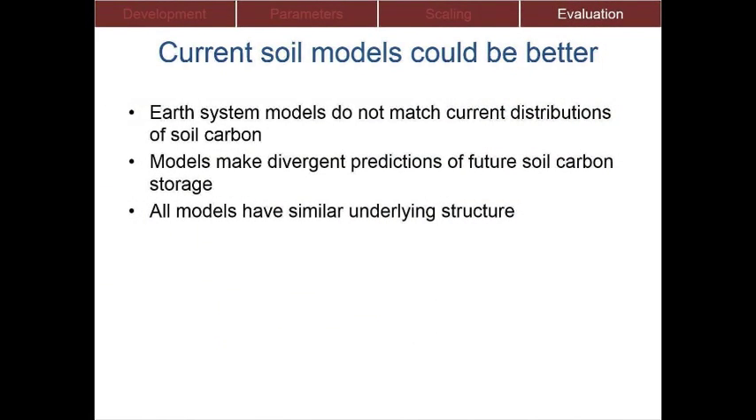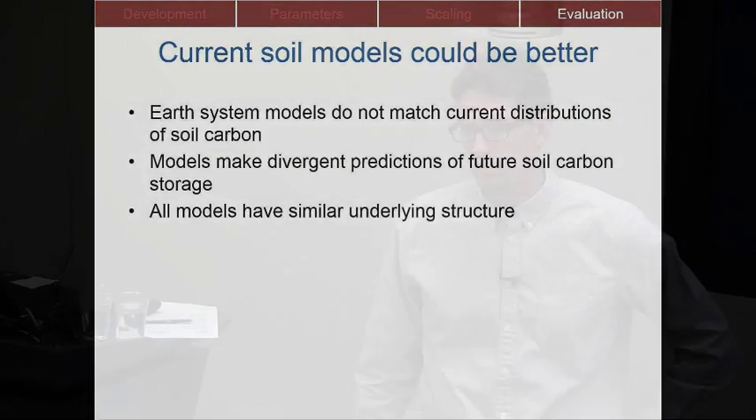And finally, all of the current models have similar first-order underlying structure. So they're essentially non-independent in that way. If you think about different ways of conceiving of the world, they may have different numbers of pools or slightly different parameters, but the underlying structure is actually all the same. That soil decays itself spontaneously according to a relationship that matches radioactive decay.